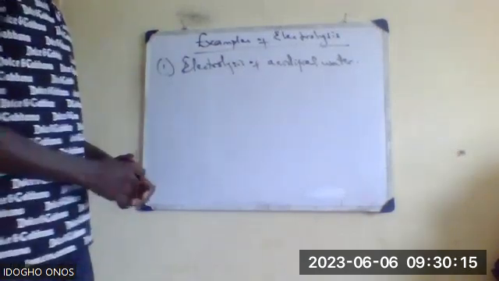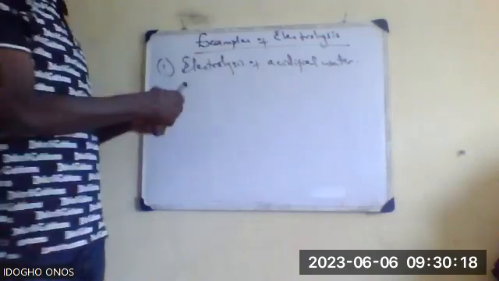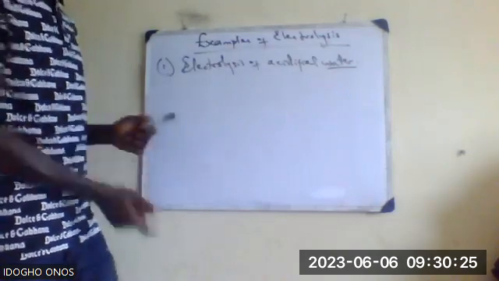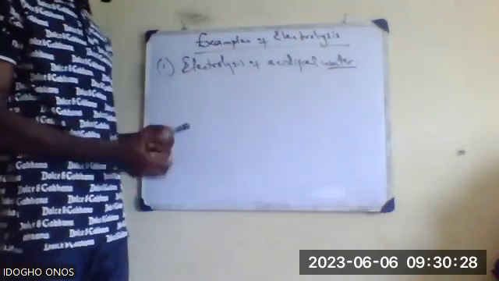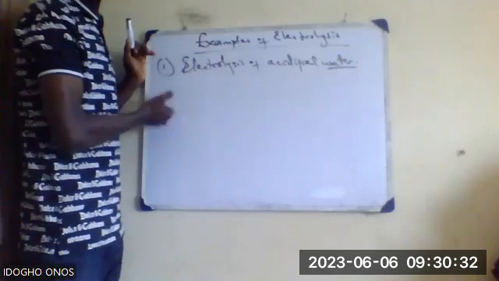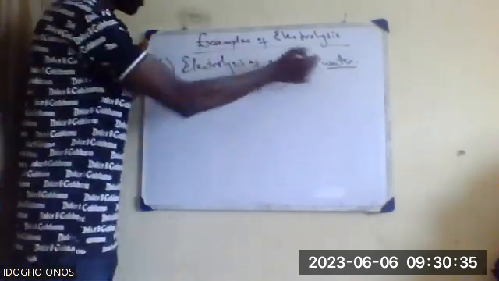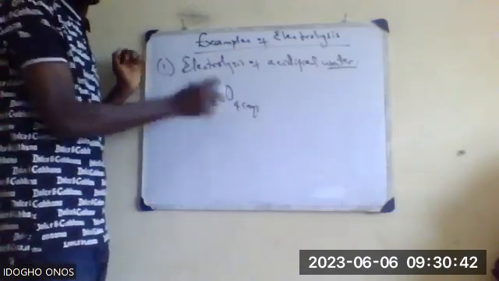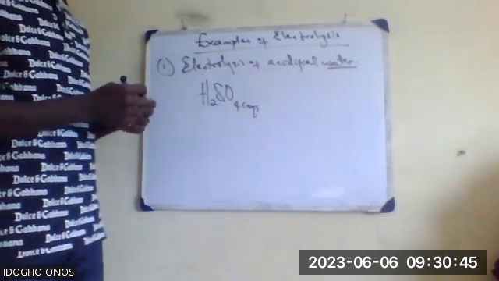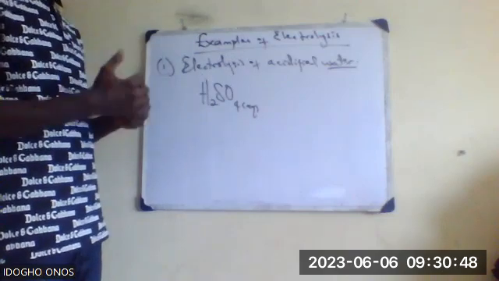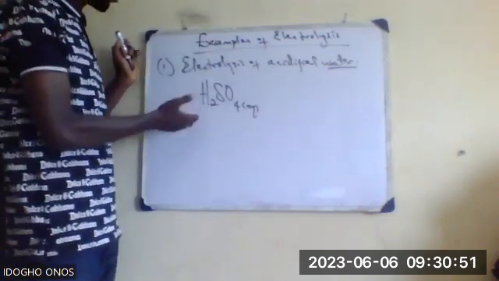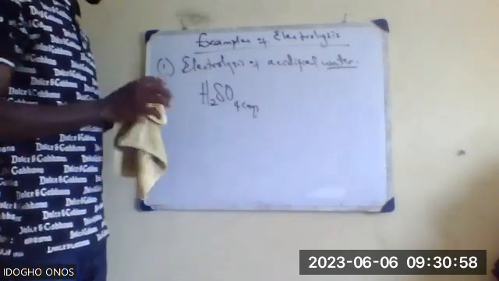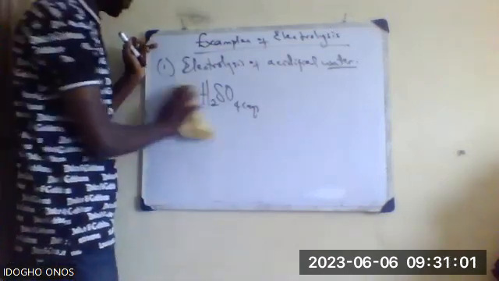So for electrolysis of acidified water, please note this. Water is a non-electrolyte, but we are talking about electrolysis of acidified water. Acidified water is simply H2SO4, which is tetraoxosulfate 6 acid, dilute H2SO4. So in case students are asking you in class, what is acidified water? Acidified water is dilute H2SO4. Am I understood, please?